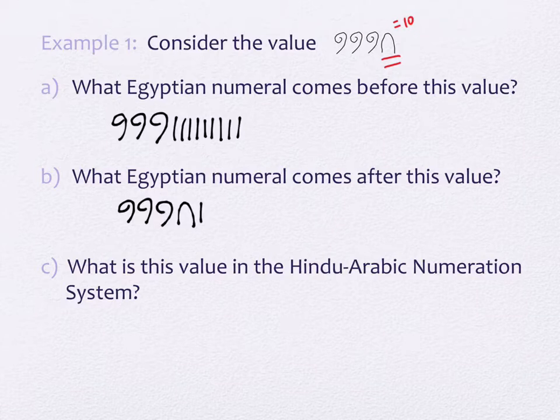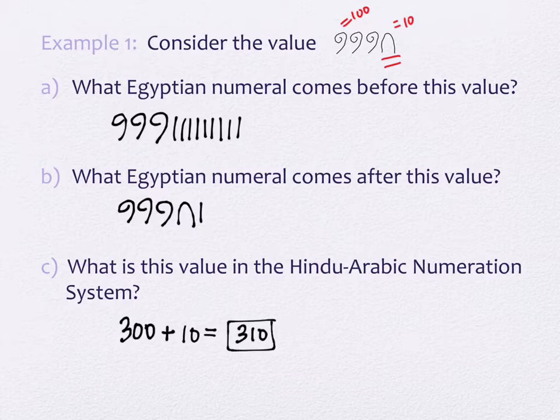We already wrote down up there at the top that the heel bone was worth 10. What's the value of a scroll? It's 100. So how many scrolls do I have? 300. I'm just going to write this out so that we make sure we're seeing it. There's 3 scrolls, so it's worth 300. And then I have the heel bone, and it's worth 10. So this numeral is actually equivalent to 310.